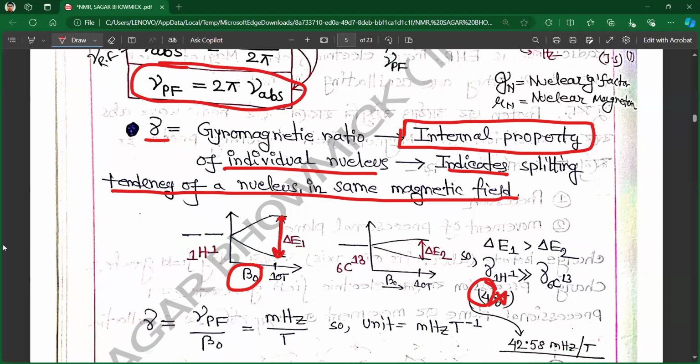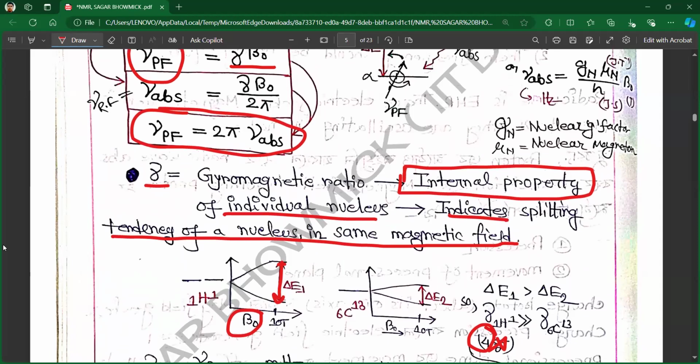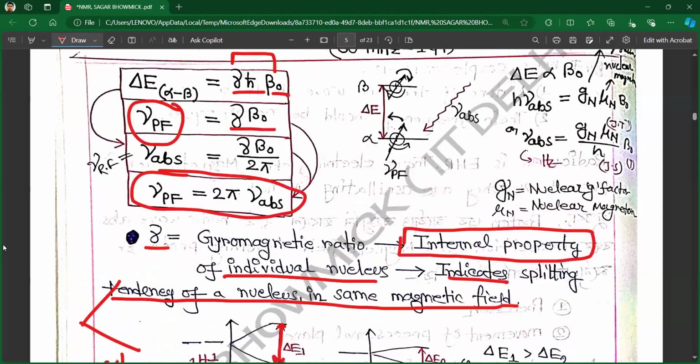So it basically tells you the tendency of splitting. I am applying the same amount of magnetic field, but different nuclei will tend to split to different extents. And this is basically emphasized by this gyromagnetic ratio.